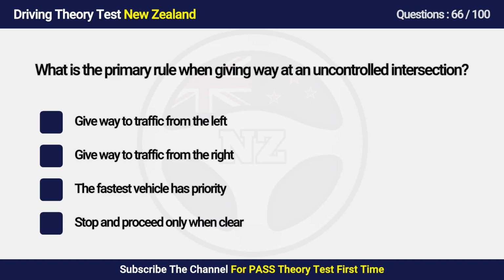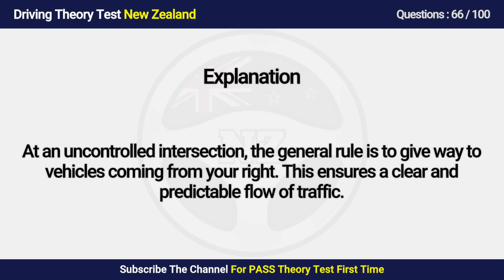Question 66. What is the primary rule when giving way at an uncontrolled intersection? A. Give way to traffic from the left. B. Give way to traffic from the right. C. The fastest vehicle has priority. D. Stop and proceed only when clear. Answer is B. Give way to traffic from the right. At an uncontrolled intersection, the general rule is to give way to vehicles coming from your right. This ensures a clear and predictable flow of traffic.